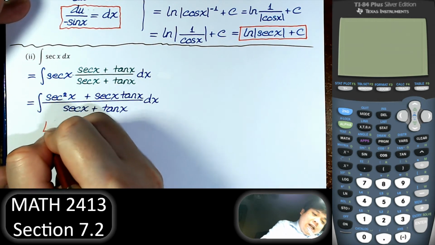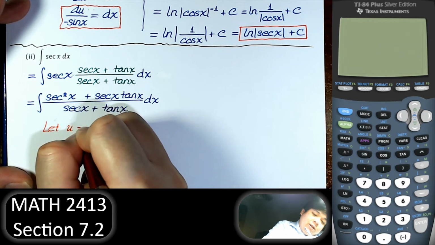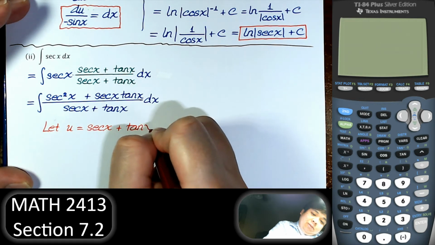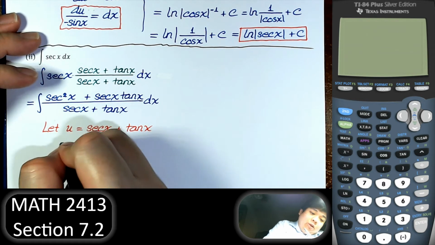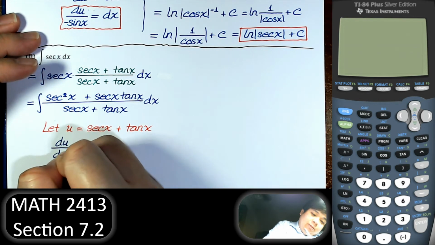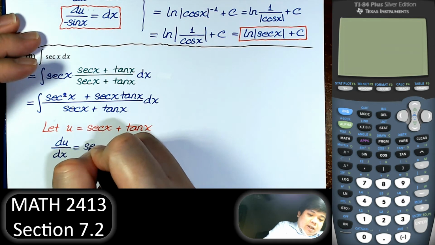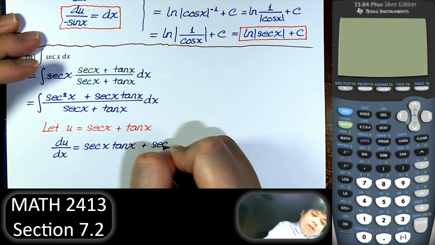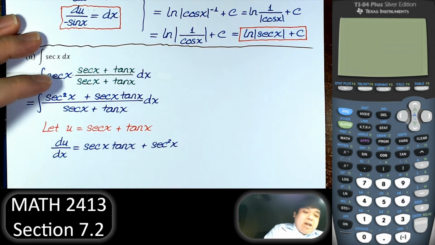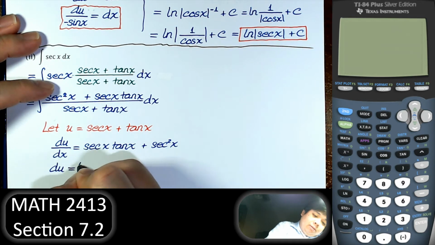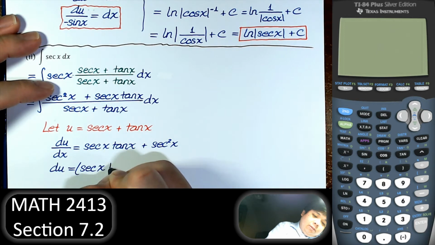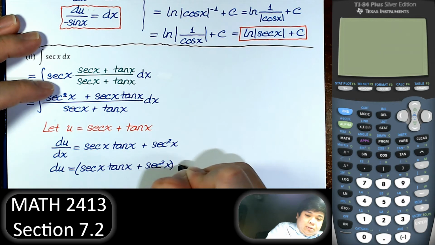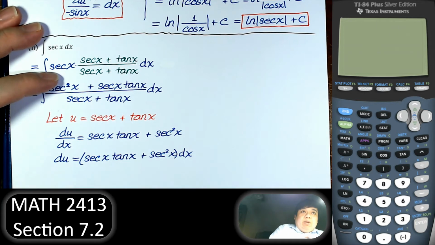So what we do is let u be the denominator. Take the derivative. Derivative of secant is secant tangent. Derivative of tangent is secant squared. Move the dx. And then divide by the parentheses.